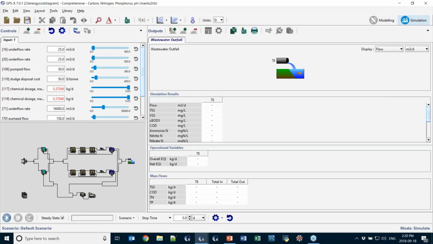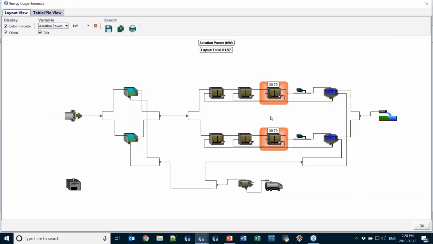So let's just run this at steady state, and then we can take a look at the details of this particular system. In this case, this plant is fully nitrifying and denitrifying, and it's doing some chemical phosphorus removal as well. Once that's reached steady state, I can click on this button, and we can see the overall plant and the overall summary of the energy usage. Right now, we're only looking at aeration power, which is why it's only associated with these 2 objects. They're the only ones doing aeration.